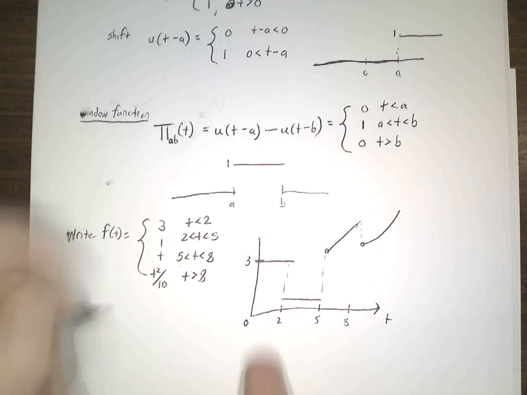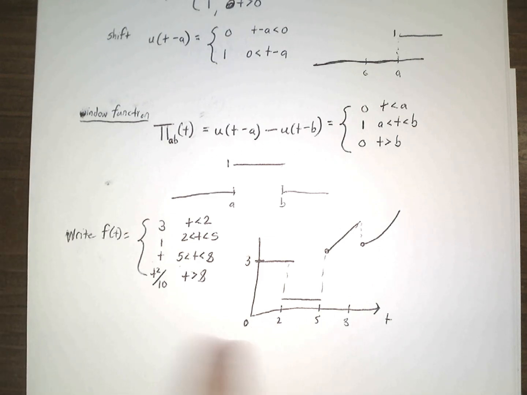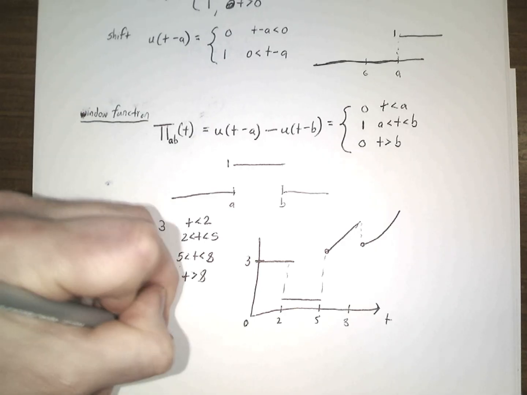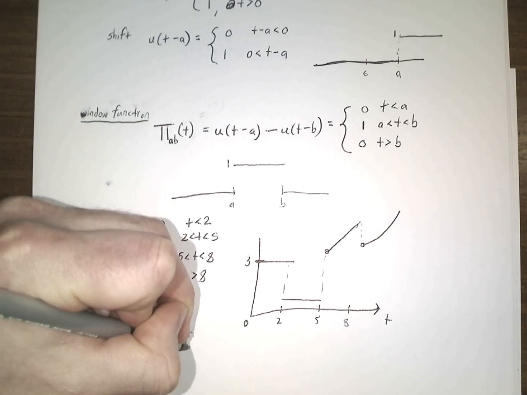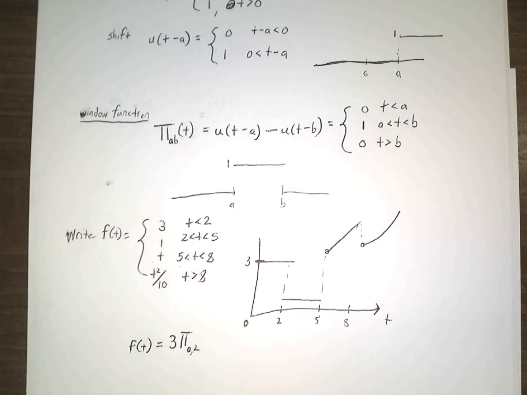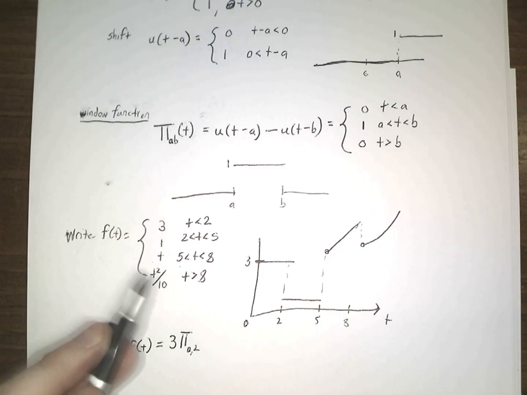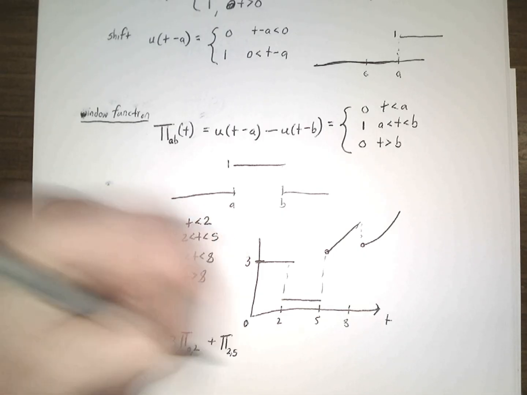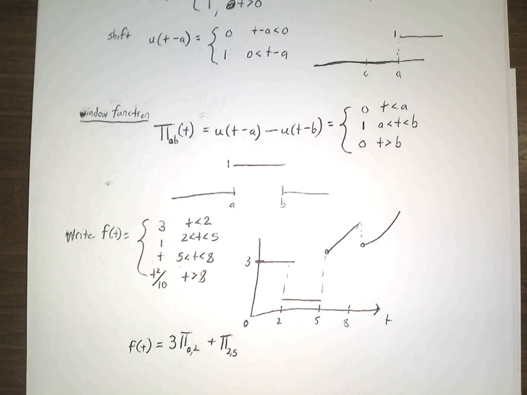So here's what we do. We're going to basically just multiply each of these things by the appropriate window function. So we're going to say that f of t is equal to 3 times the window from 0 to 2. Then we're going to add to that 1 times the window from 2 to 5. Next, we're going to have t multiplied by the window from 5 to 8.